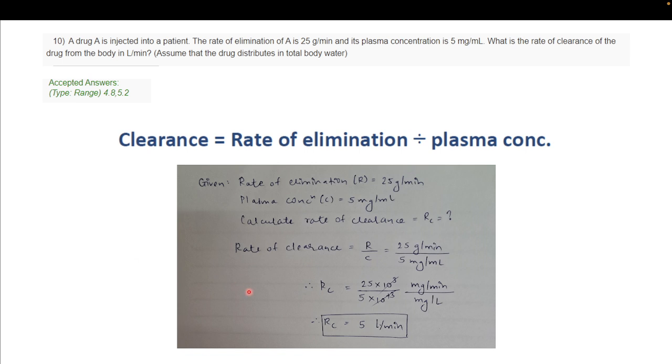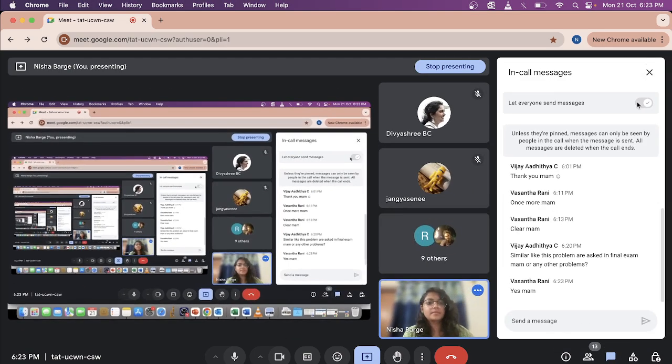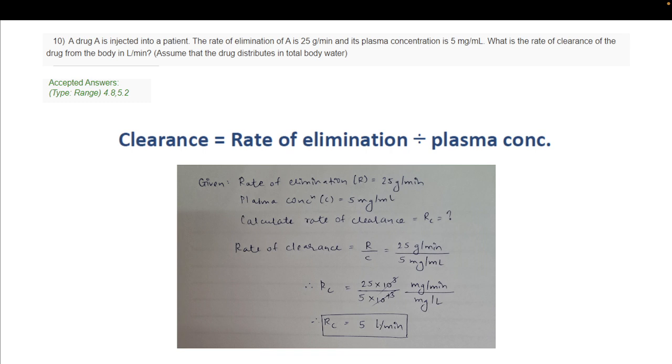So yes, here, ma'am, I've converted everything to mg, and I've kept liter per minute as it is because that's what the unit has been asked. So you just have to convert your grams to mg. That will be okay. Okay, so I hope this explanation is clear.